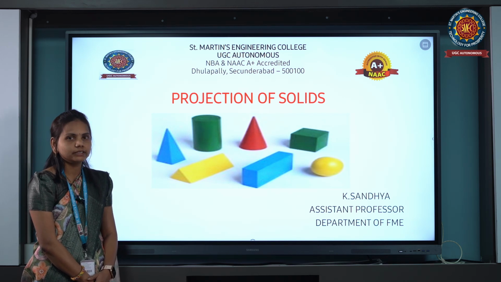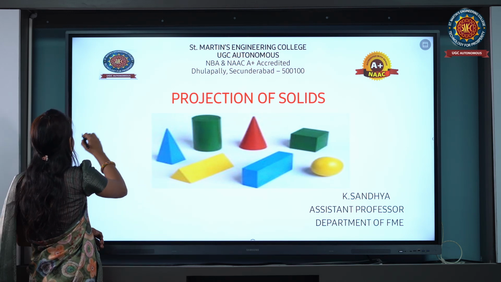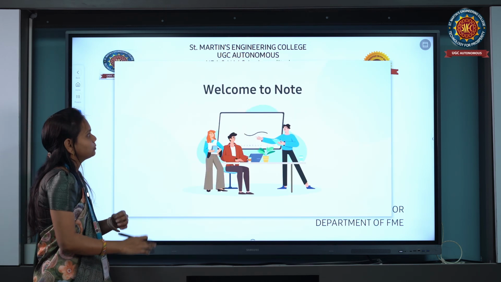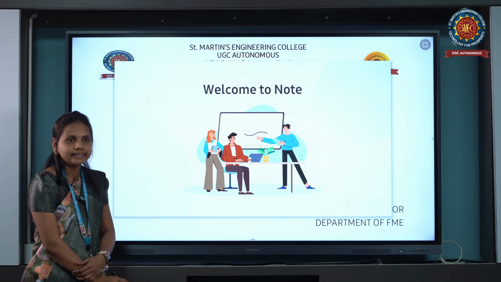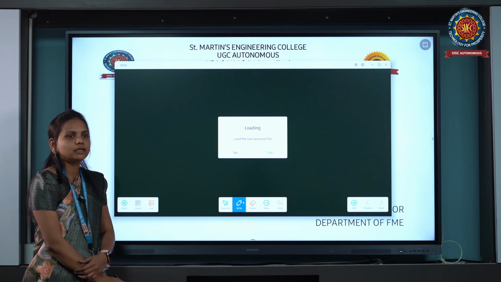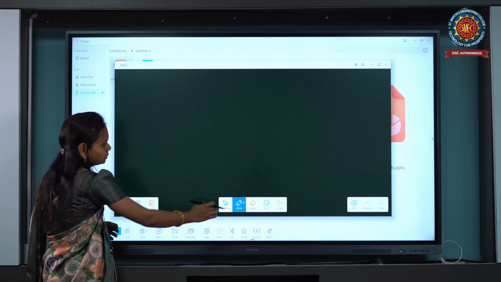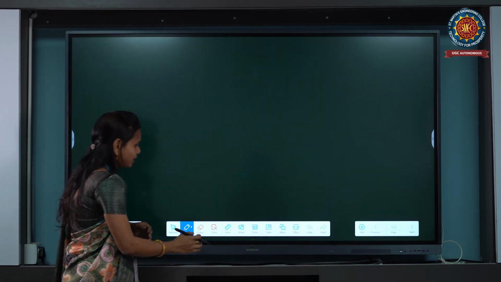Today I'm going to give a discussion about the projections of solids. So in projections of solids, what is a solid? A solid is a 3D object, meaning a three-dimensional object. A three-dimensional object has length, width, and height.